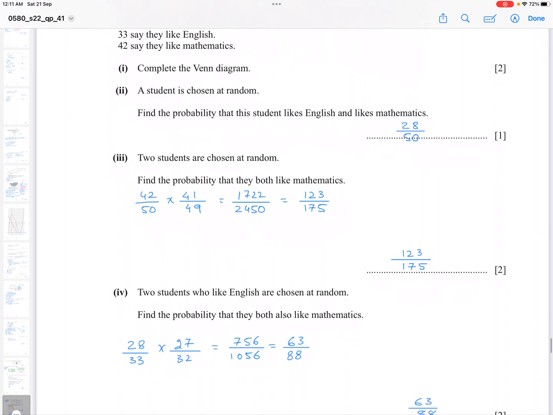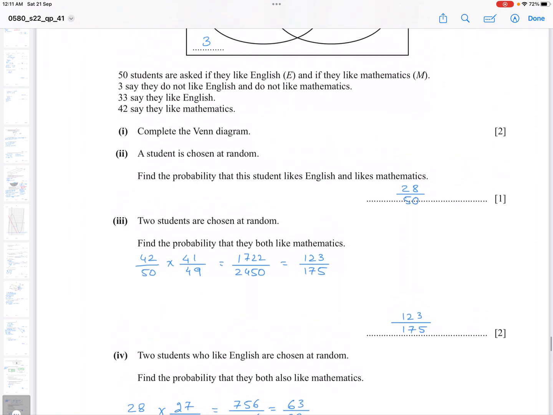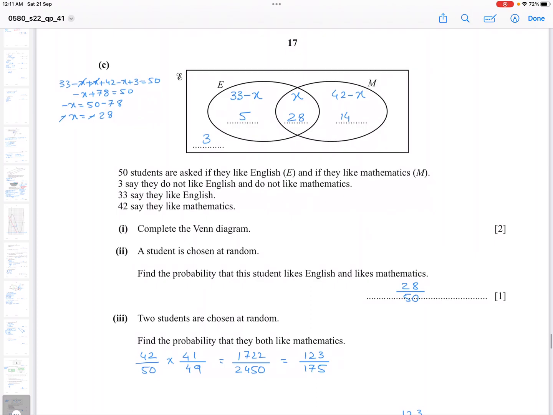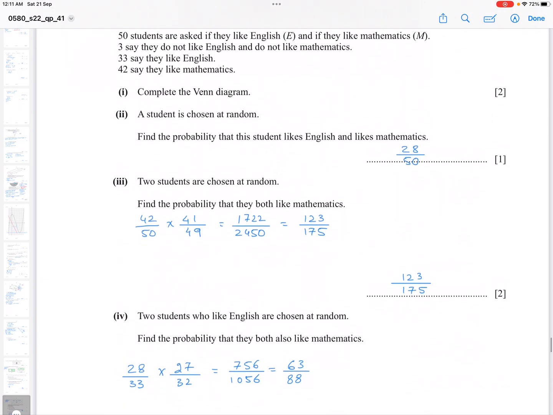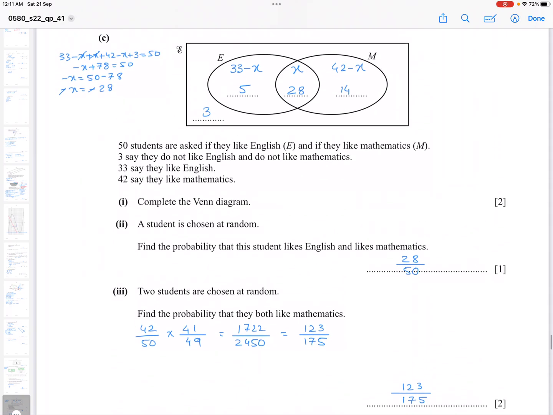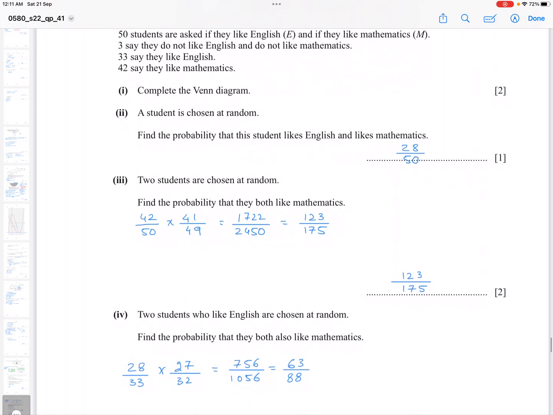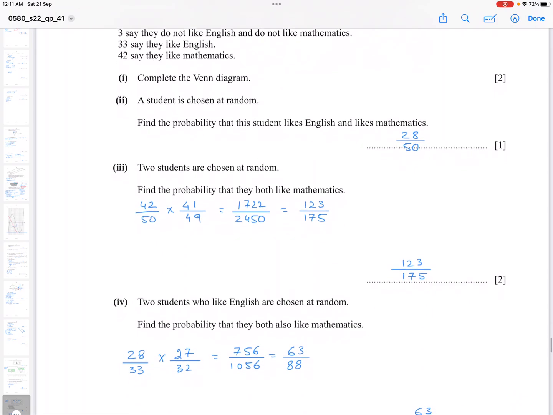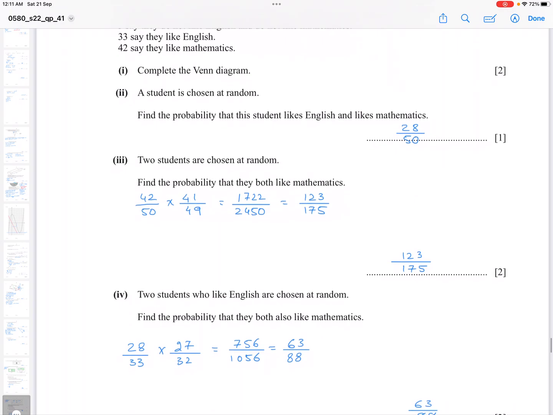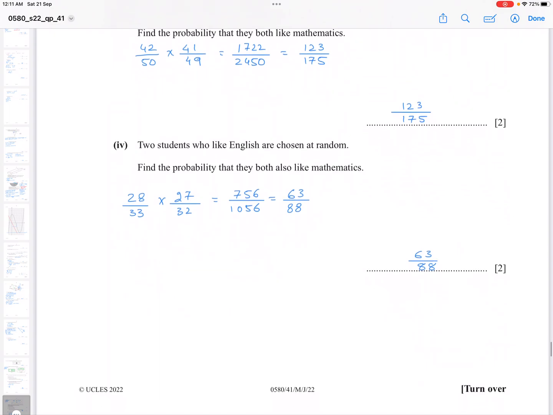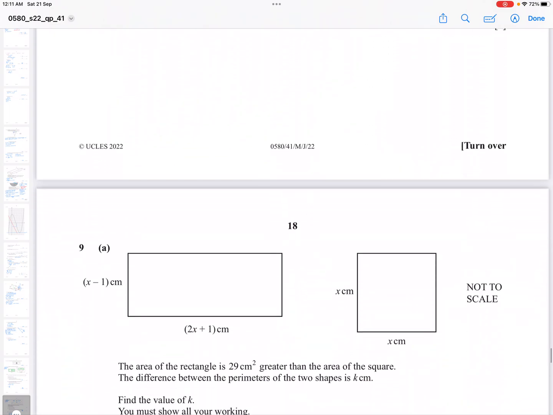Two students who like English are chosen at random. Find the probability that they both also like mathematics. Okay, they both also like. So 28 over 33 times 27 over 32. Simplify it, you get the answer.